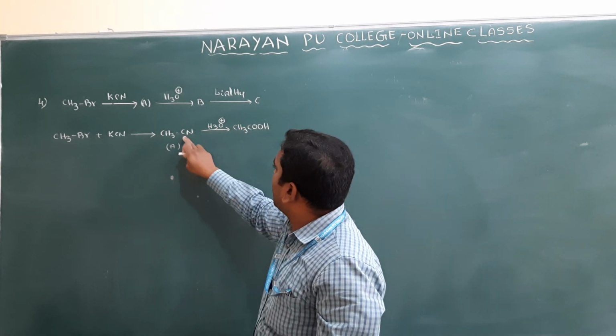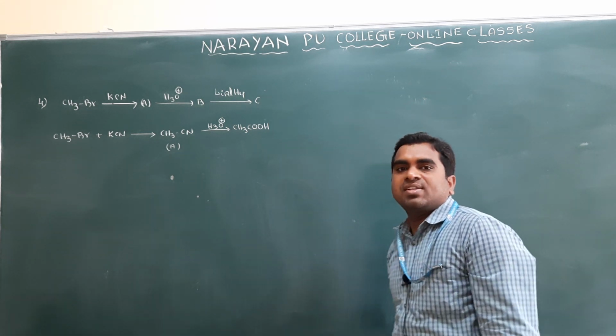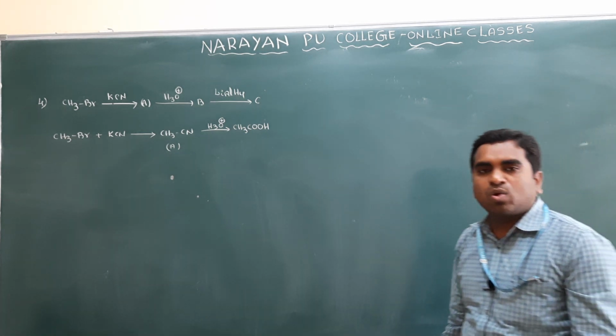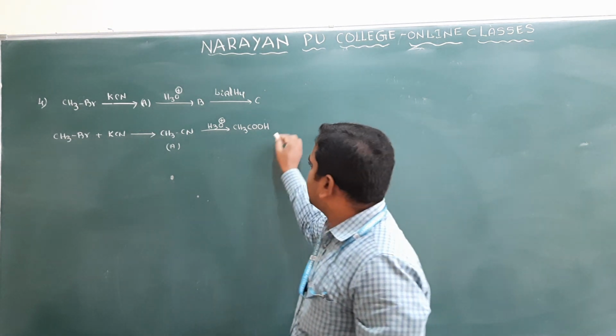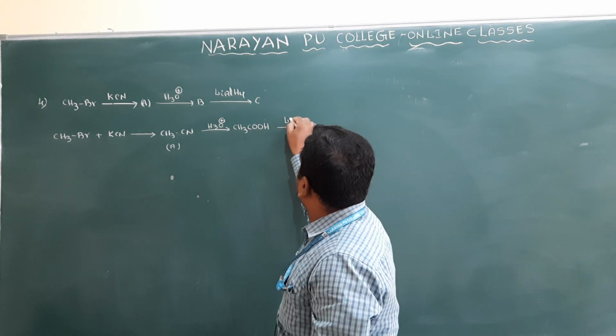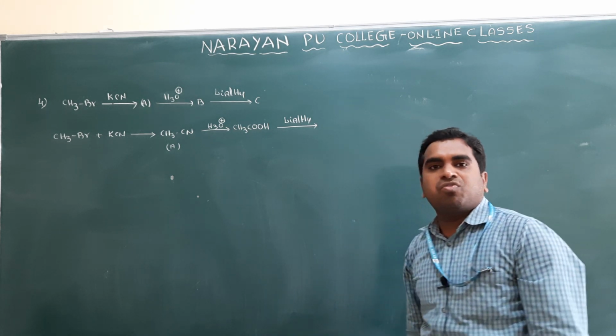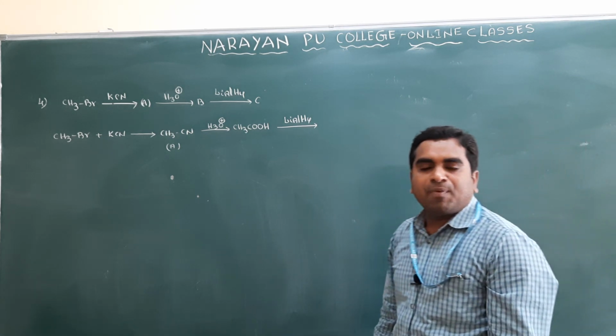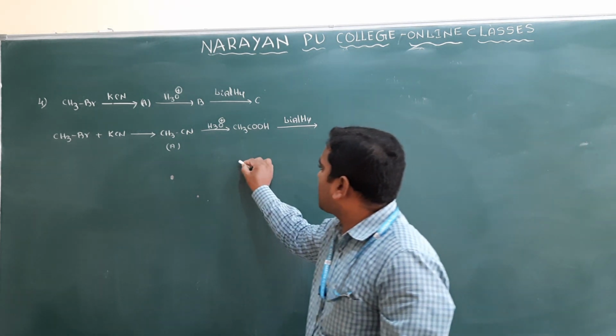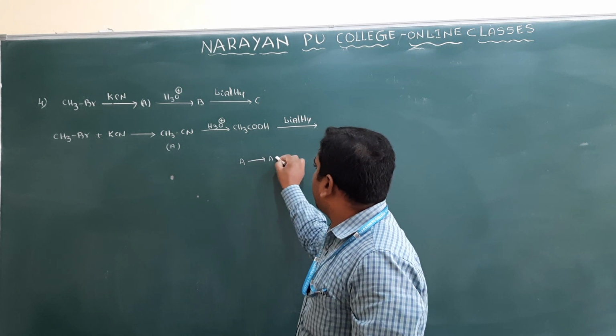CH3COOH. Important, you have to remember this. Clear? So when cyanides undergo acidic hydrolysis, it gives the acids. So acid is there, and lithium aluminum hydride. You know that lithium aluminum hydride is a powerful reducing agent, and powerful reducing agent means the AAA process: we have A and A and A.